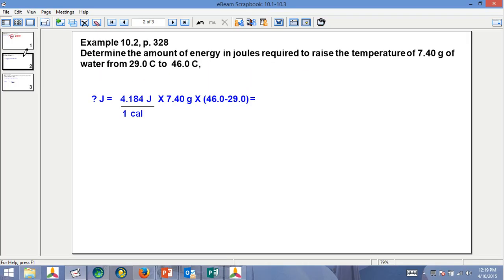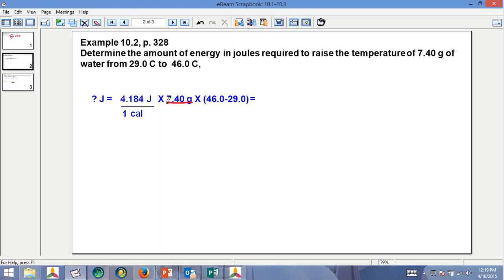Ready. Okay, good. Example 10.2, which is on page 328, says, determine the amount of energy in joules required to raise the temperature of 7.40 grams of water from 29 degrees Celsius to 46.0 degrees Celsius. So we have here question mark joules equals, and I probably would have started right with my grams, but I just wrote it the same way that the book does. So we have 7.40 grams right there, times, we have to have our temperature.